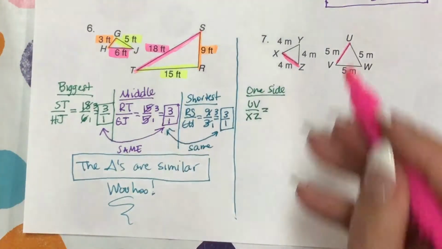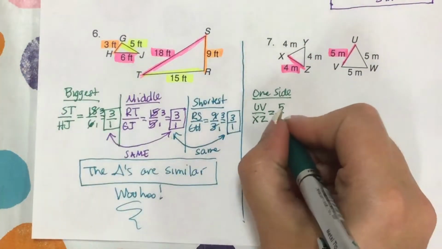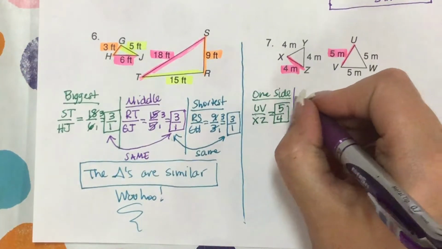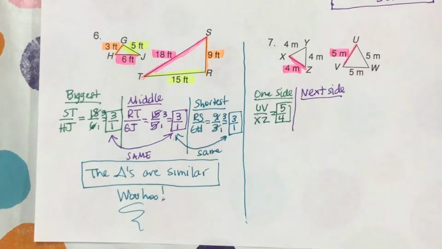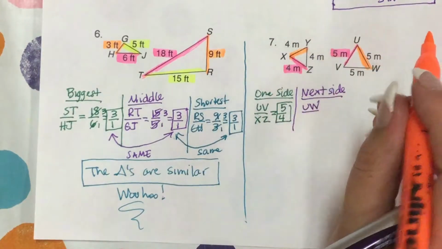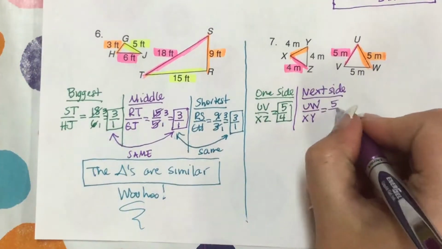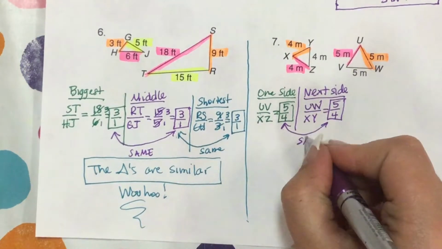So anyways, we're going to plug in the numbers. UV is 5 over XZ is 4. So the ratio is 5 over 4. Then we're going to do the next side. I'm just going to call this the next side, because I can't really call it the middle one because they're all the same. This one right here, UW, the big triangle over the smaller triangle, corresponds with this one right here, XY. So UW is 5 over XY is 4. So the ratio is 5 over 4. And that's great. It's the same. So far they can be similar.